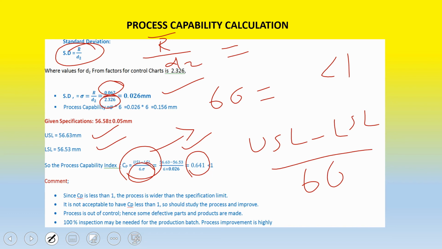Even though the X bar chart and R chart are within control, the process capability index shows the process is out of control. Hence, some defective parts and products are made. 100% inspection is required in this production batch. We have to improve the process in this particular problem.